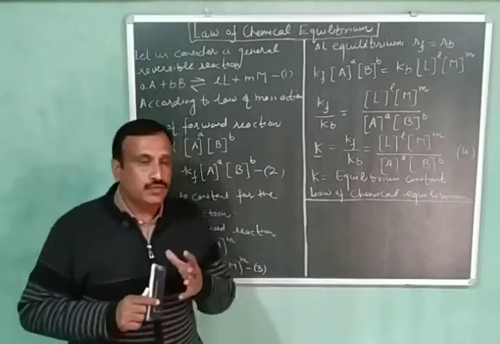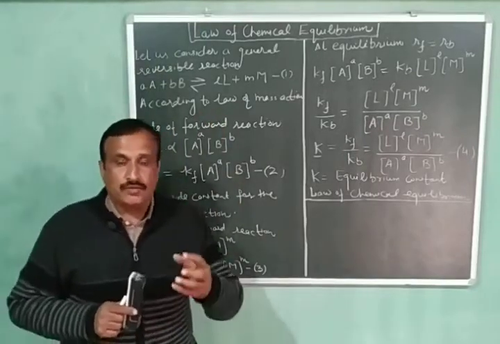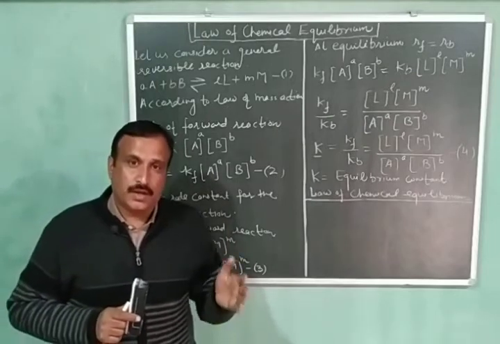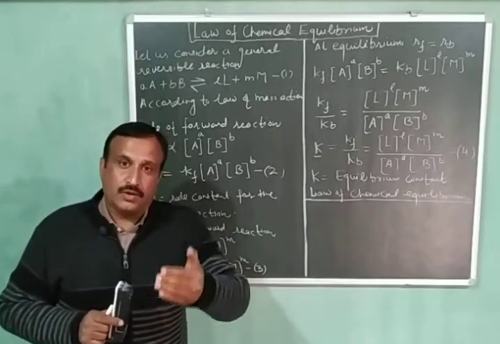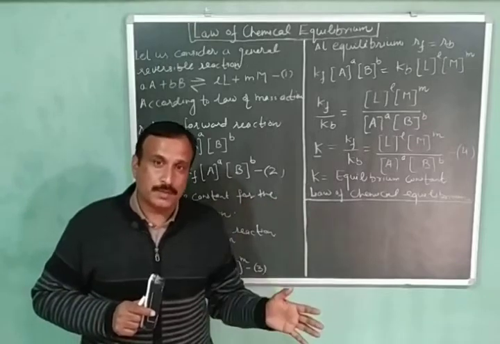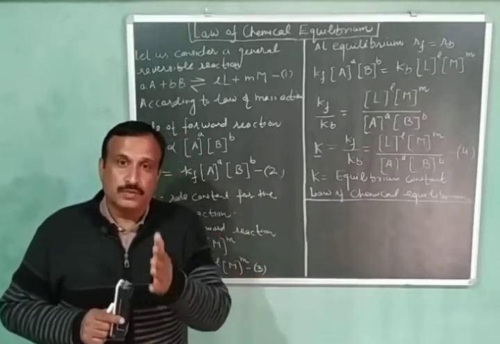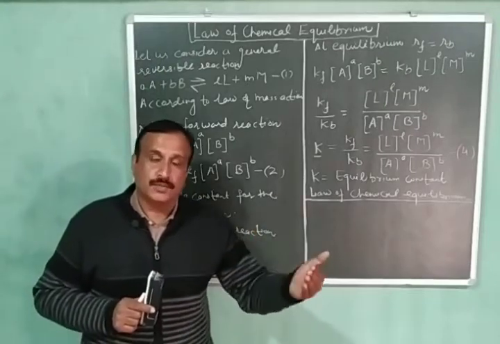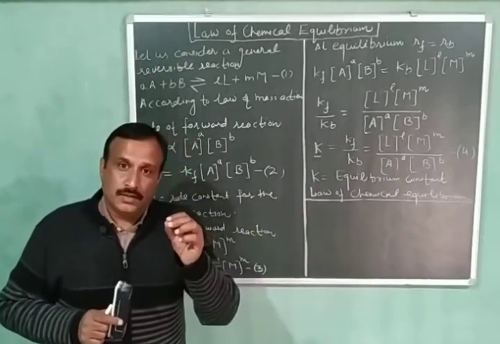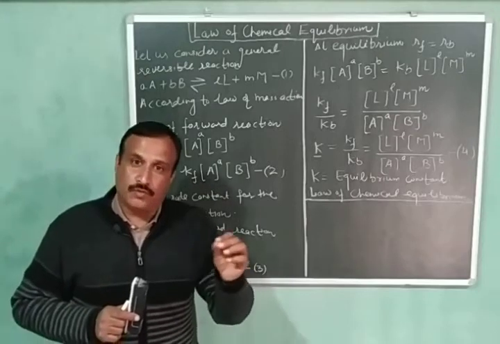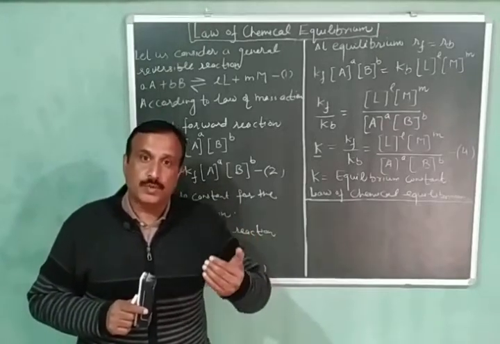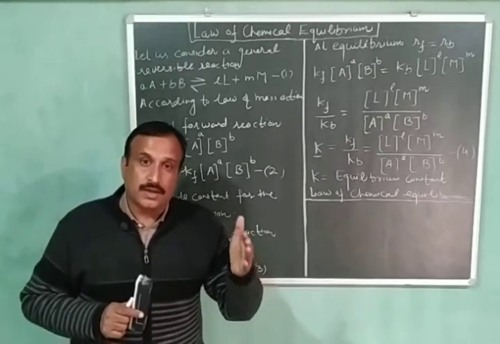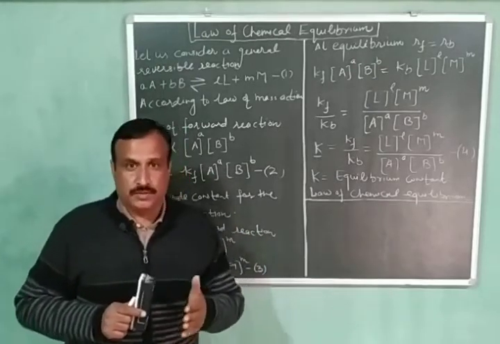So friends, before coming on to this topic, I would like to give you an idea about the law of mass action. According to this law, the rate of a chemical reaction is directly proportional to the product of molar concentrations of reactants with each concentration term raised to the power of their respective stoichiometric coefficients. And by stoichiometric coefficients we mean the number of times that a reactant appears in the balanced chemical equation.